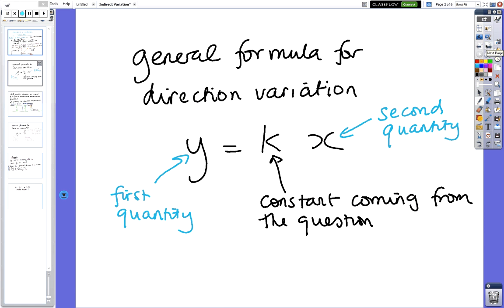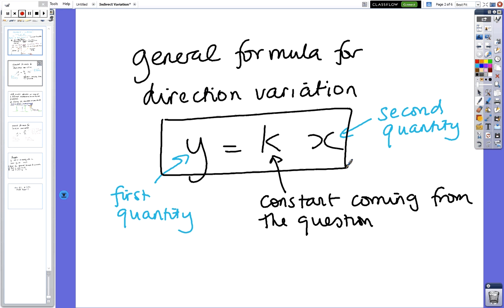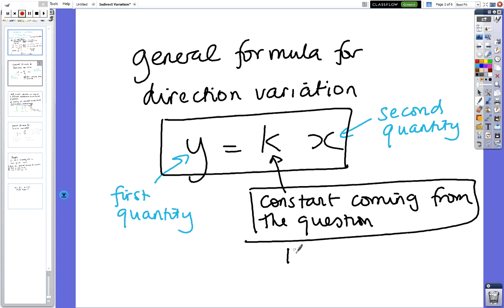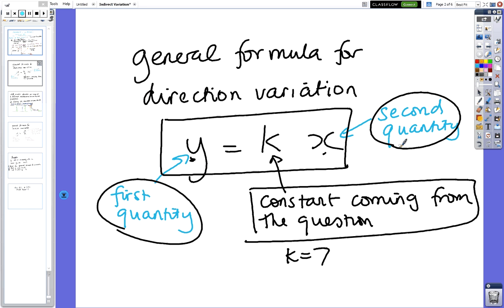Just to remind you, the formula for direct variation looks like y equals kx. This k value is a constant, like in the previous question k was 7. This is the first quantity you're measuring, and this is the second quantity. In the first example we were measuring distance, and the second variable was time, but they can be all different things. So look at the formula, y equals kx, that is for direct variation.